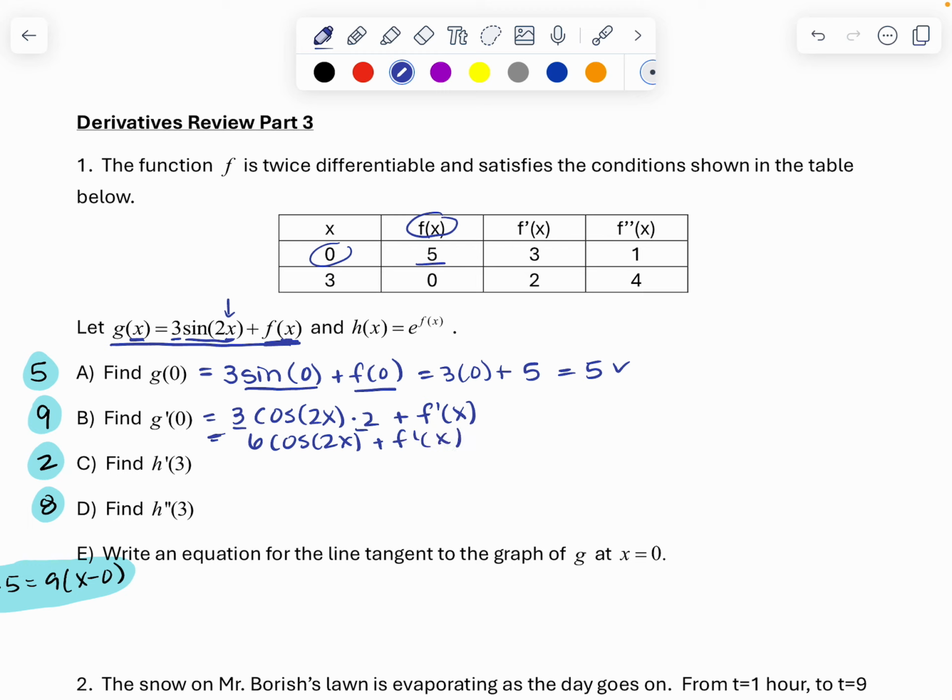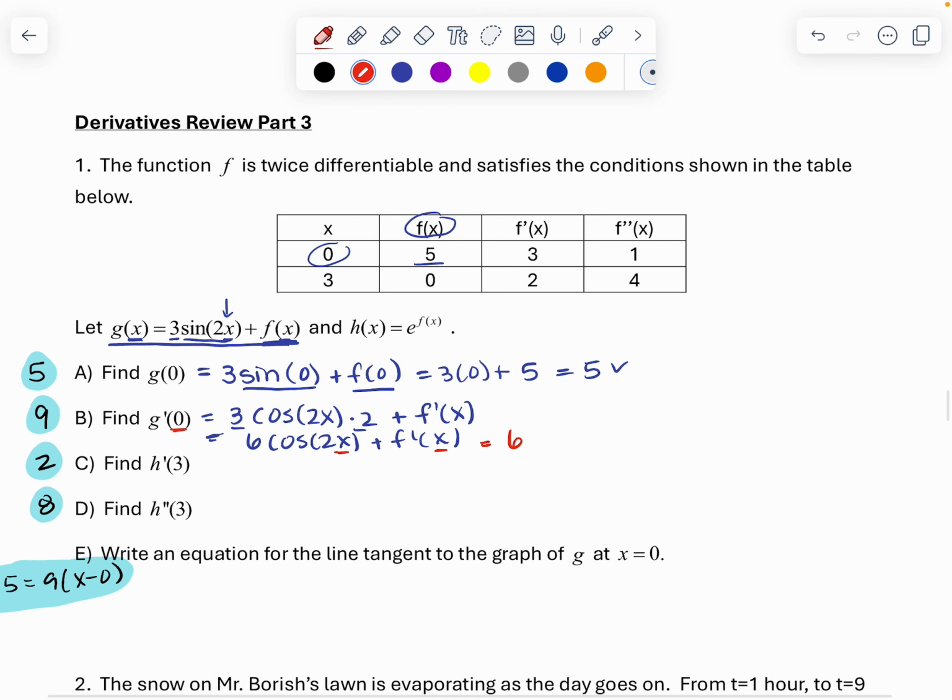Okay, and you guys, again, they want me to plug in x equals 0, so I'm going to replace all these x's with a 0. So it's going to give me 6 cosine of 2 times 0, which is 0, plus f prime of 0. And I know that the cosine of 0 is 1, right? So this is 6 times 1 plus f prime of 0. So this time f prime of 0 is 3. So that's going to be 6 plus 3, which is 9.